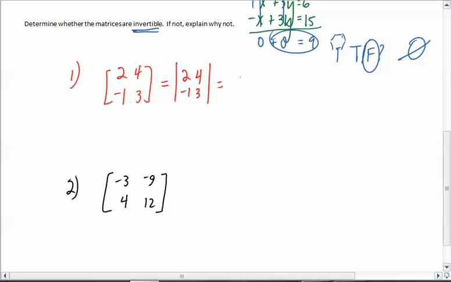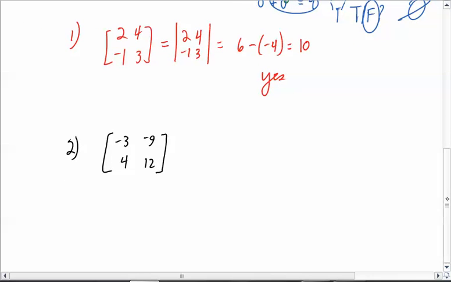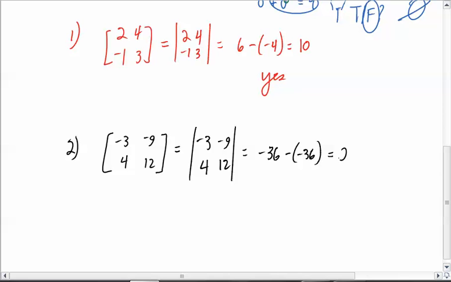So we have 6 minus negative 4, and good news, we can say yes, it's invertible, which means that the determinant isn't 0, which means there's a unique solution. We can use Cramer's. Let's take a look at this next one. So this is going to be negative 3, negative 9, 4, 12. This is me getting the determinant. So negative 36 minus negative 36, and no.